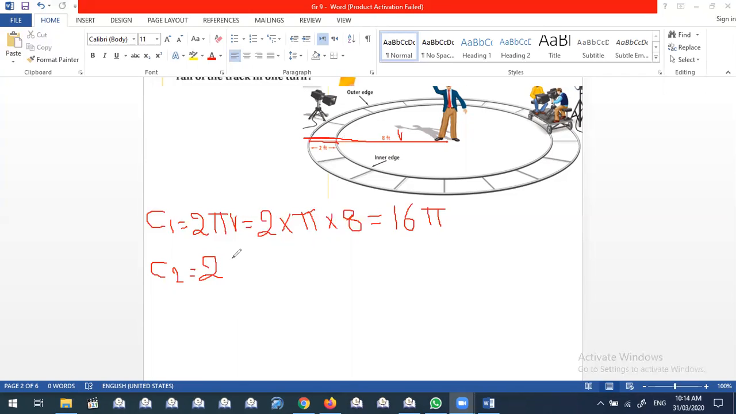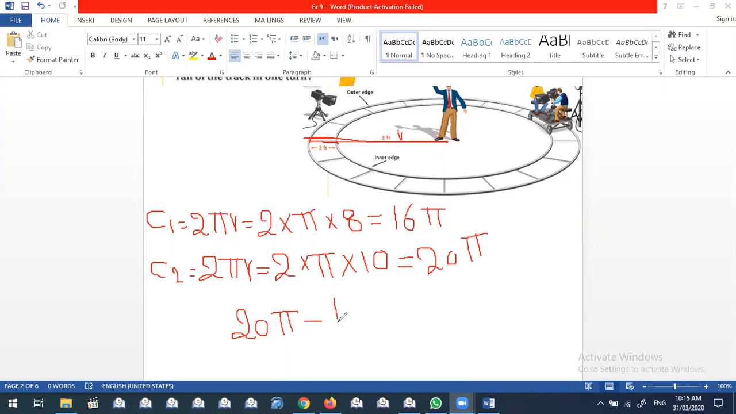We are going to use the rule of the radius, 2 pi r. So it will be 2 times pi times 10. It will be 20 pi. How much further means minus. So we are going to make 20 pi minus 16 pi. 20 minus 16 will be 4, and keep the pi: 4 pi.